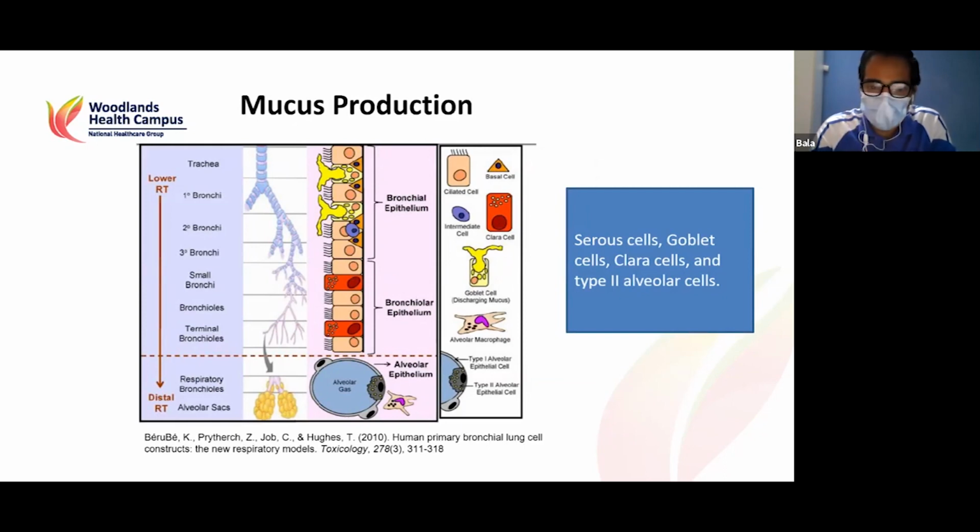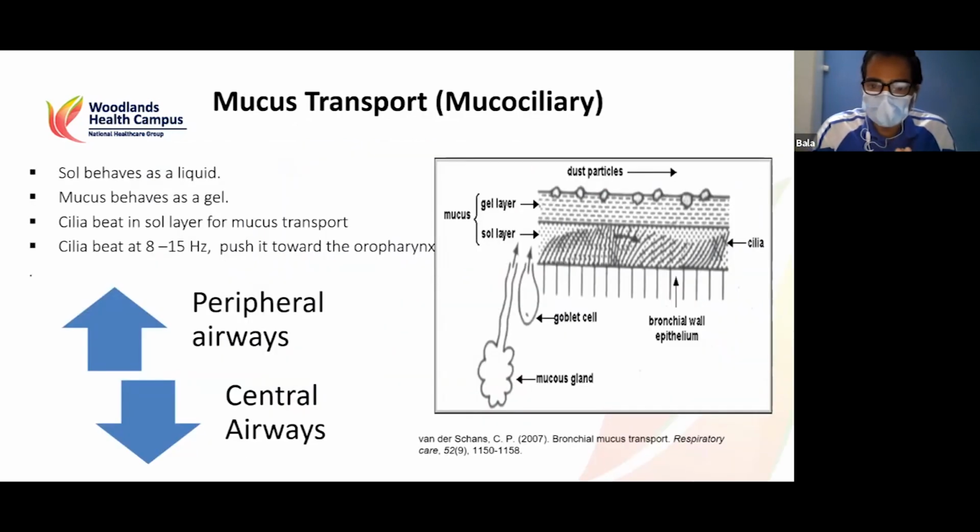First thing to understand is how these secretions are produced. There are many cells in our airways: serous cells, goblet cells, Clara cells, type 2 alveolar cells. These line the airways from your upper airways to your lower airways. Every cell has different functions. They produce secretions, and they also protect your airways. These secretions lubricate your airways, and somehow they have to be cleared. We have two mechanisms to clear secretions in your airways. One is mucociliary clearance, and the second is airflow clearance. We'll talk about mucociliary first.